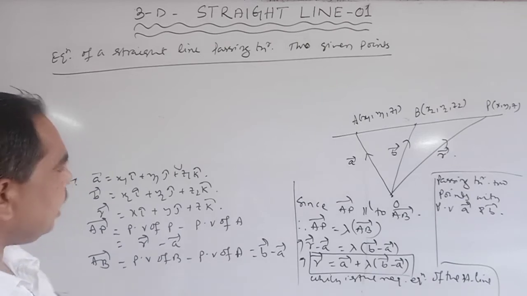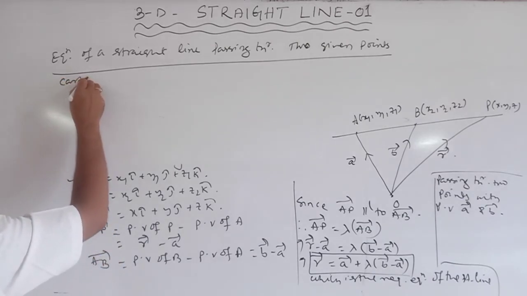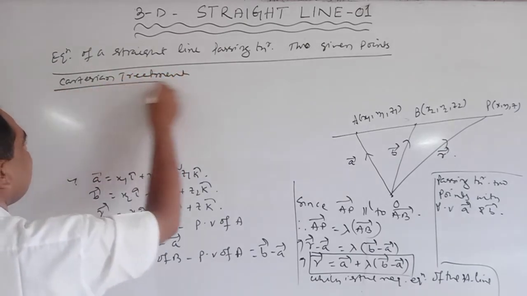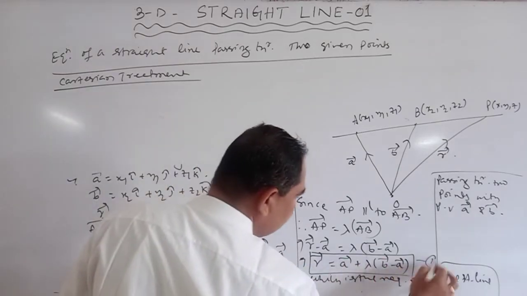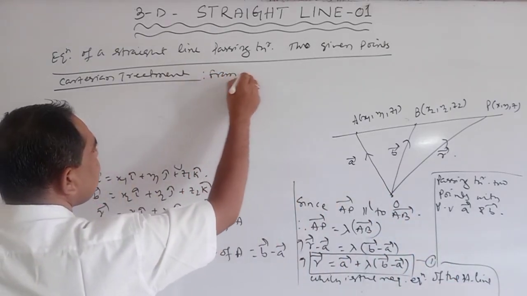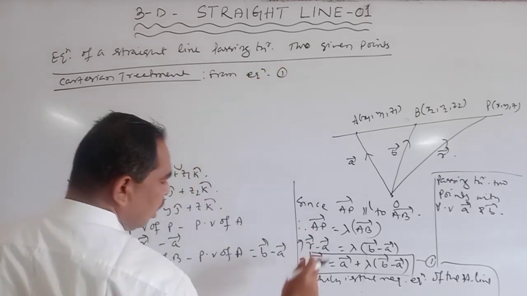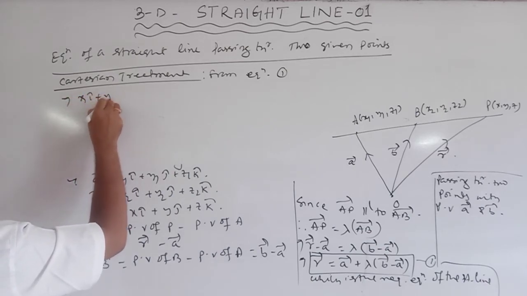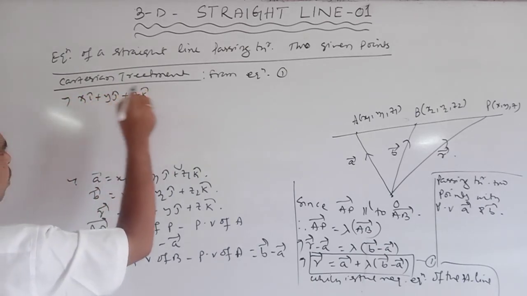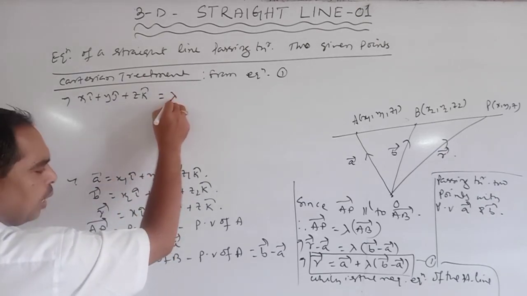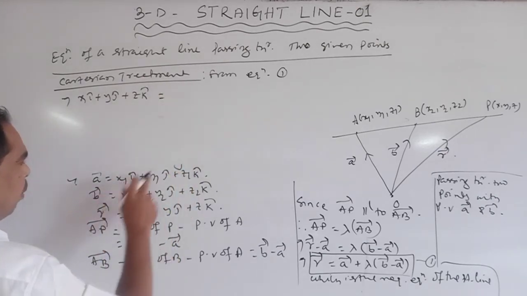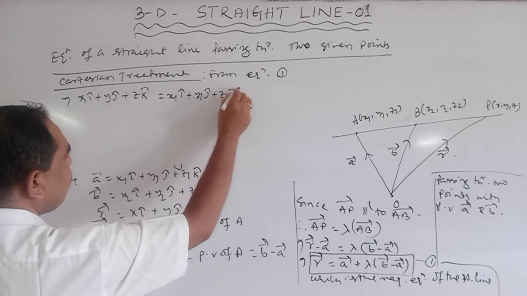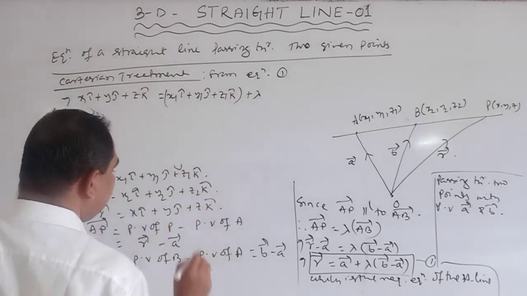In Cartesian treatment, from equation 1, what is r vector? r vector is x i cap plus y j cap plus z k cap, which equals a vector plus lambda times (b vector minus a vector). What is a vector? a vector is x1 i cap plus y1 j cap plus z1 k cap.